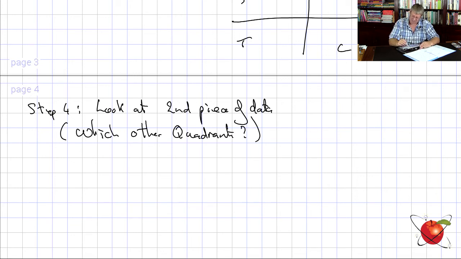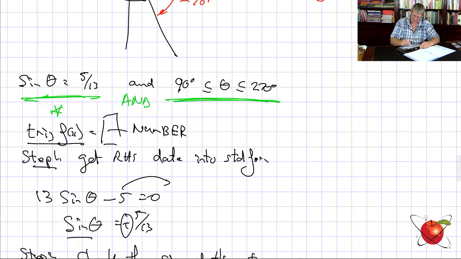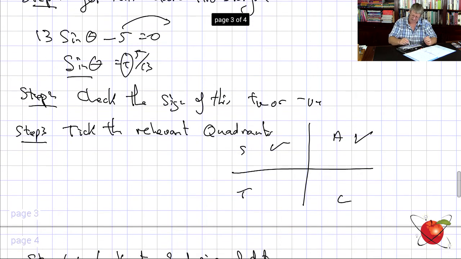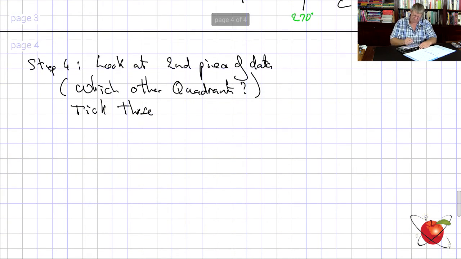Can you see that in the previous example, I'll go back, it said here, to green, it is between 90 and 270. Let us go and tick those quadrants. Where is 90 to 270? There's 90, there's 270, which means tick, tick. So check which other quadrants, and we tick those quadrants.